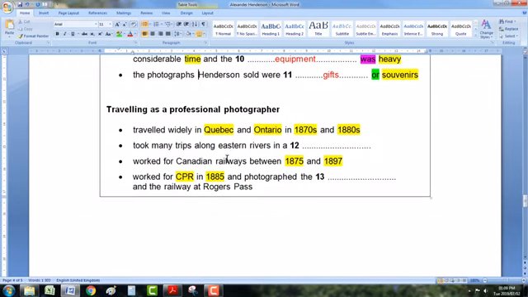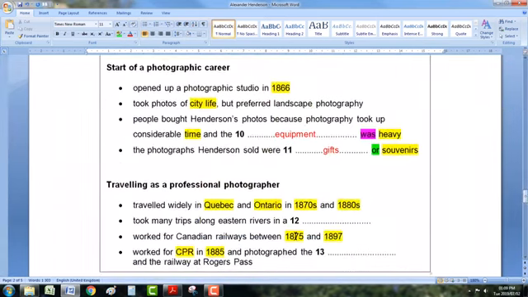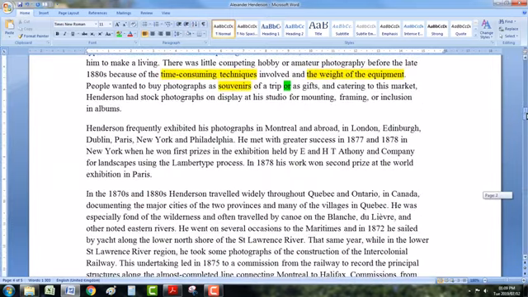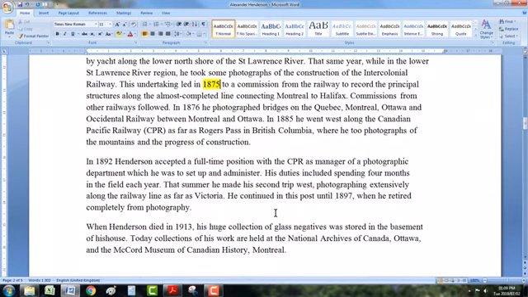There in 1870s, 1880s, many trips along eastern rivers in a boat. You go along a river in a what? In a boat or some kind of boat, of course. 1870s, 1880s, find eastern rivers. Scan, scan, scan. It can help you to find 1875 and 1897 because then we know if we've gone too far. So there's 75 and then 97, scan, scan, there's 97.